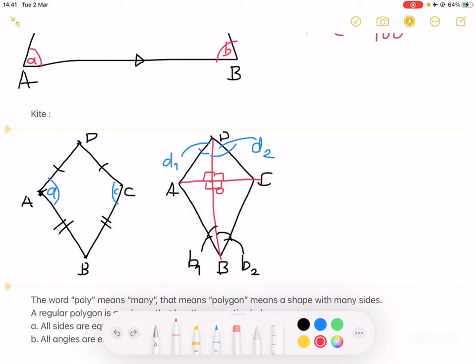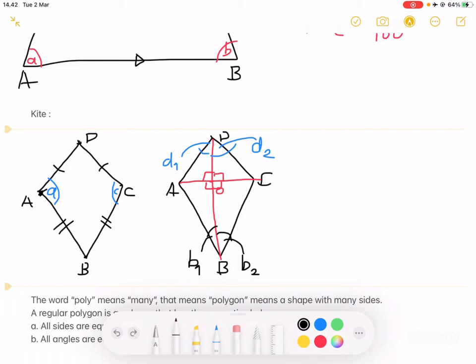And keep in mind, this angle and this angle are not always the same, or I would say not generally the same. However, it could be the same if this kite is a rhombus. However, we're going to assume that it is not. So, like most of the other shapes, I'm just going to talk about its diagonals.